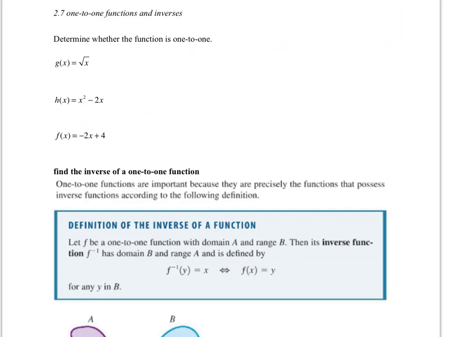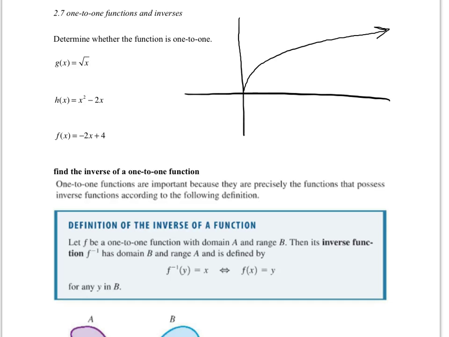So we have several functions here. The first one is the square root of x function, and we know what the graph of f of x equals, or g of x equals the square root of x looks like. It looks like that. It continues to rise throughout its domain, and we can see from the graph that no two points are on the same horizontal line. If you imagine horizontal lines crossing this graph, they will never cross the graph at more than one point at a time. So that function is one-to-one.